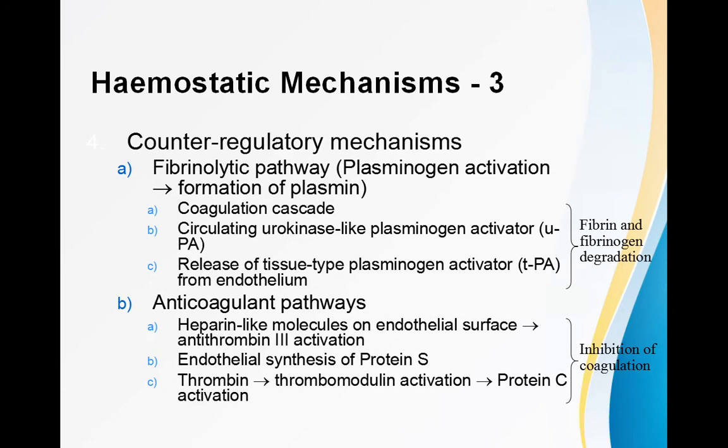Hemostatic mechanisms. Number 3: counter-regulatory mechanisms. Fibrinolytic pathway: plasminogen activation to the formation of plasmin. Coagulation cascade: circulating urokinase-like plasminogen activator, uPA, and release of tissue-type plasminogen activator, tPA, from endothelium. Anticoagulant pathways: heparin-like molecules on the endothelial surface leading to antithrombin 3 activation, endothelial synthesis of protein S, and thrombin binding to thrombomodulin leading to protein C activation.